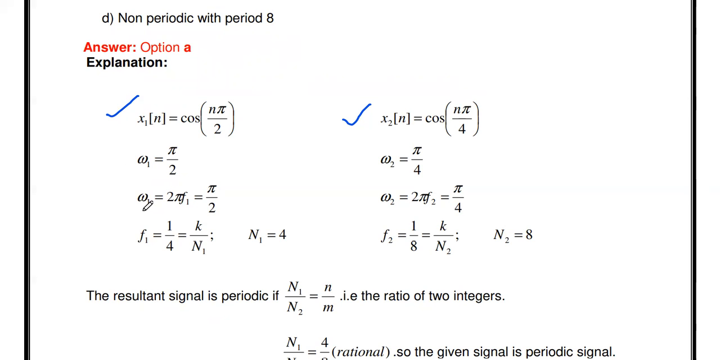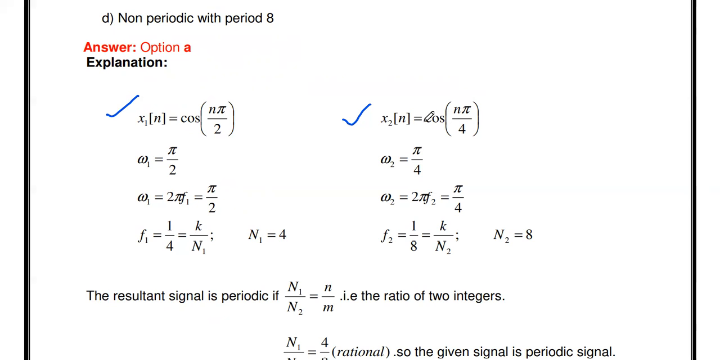This ω can be expanded as 2πf1 equal to π/2. From this, π cancels, so f1 can be written as 1 divided by 4. This 1/4 can be expanded as k divided by N1. So from this, we have to find the fundamental period N1, so N1 we have to take as 4.